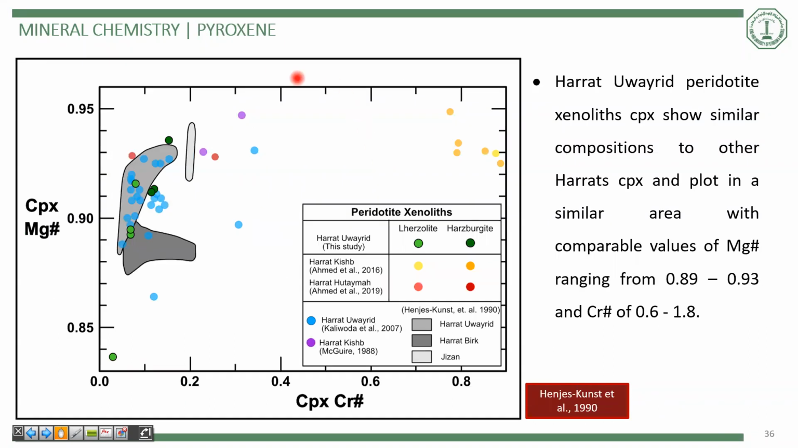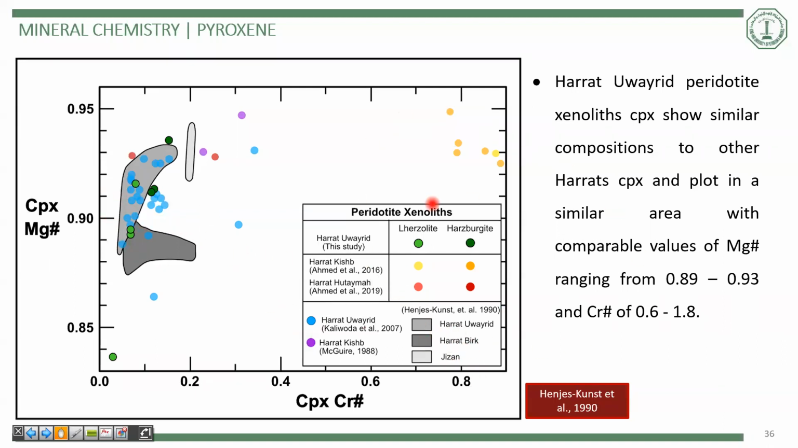But pyroxene is an important mineral in peridotites. Why? Because they contain a lot of the elements that are parameters for partial degrees of melting and others. Okay, and here Harrat Uwayrid peridotite xenoliths clinopyroxene show similar composition to other Harrats. Here our study with the green circles are in similar position with Harrat Kishb, Taima from Ahmed 2016-2019, the previous Harrat Uwayrid of Kaliwoda study, Harrat Kishb with the purple color, and also here the field from Harrat Uwayrid and other location from Henjes-Kunst in 1990.